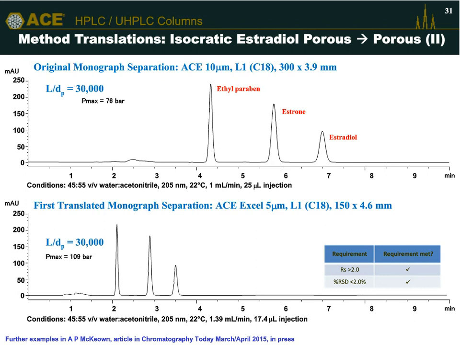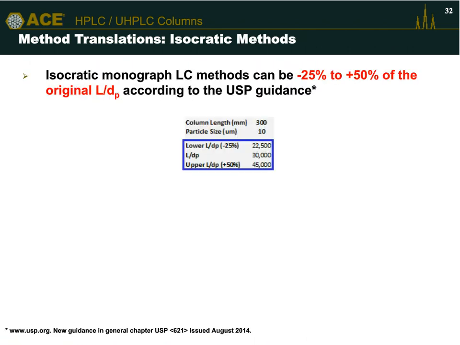Now, of course, we can go even faster if we wish, and the USP guidance provides us with flexibility. So as I mentioned at the beginning of this section, the USP guidance allows us to go minus 25% to plus 50% of the L over DP ratio of the actual monograph. So in the blue box there, you can see L over DP is equal to 30,000, and if we calculate minus 25% of that and plus 50% of that, we can see that we're allowed to actually choose a column length to particle size combination that falls between 22,500 and 45,000.